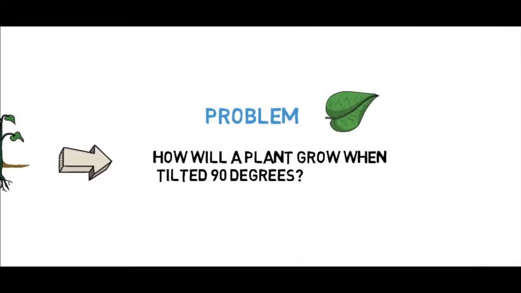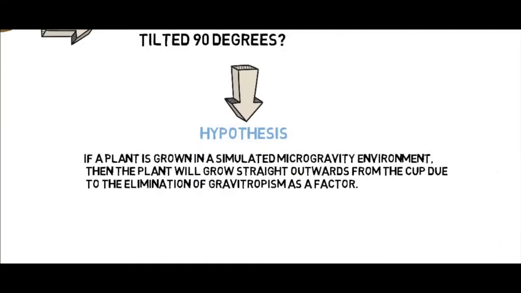Problem: how will a plant grow when tilted 90 degrees? Hypothesis: if a plant is grown in a simulated microgravity environment, then the plant will grow straight outwards from the cup due to the elimination of gravitropism as a factor.